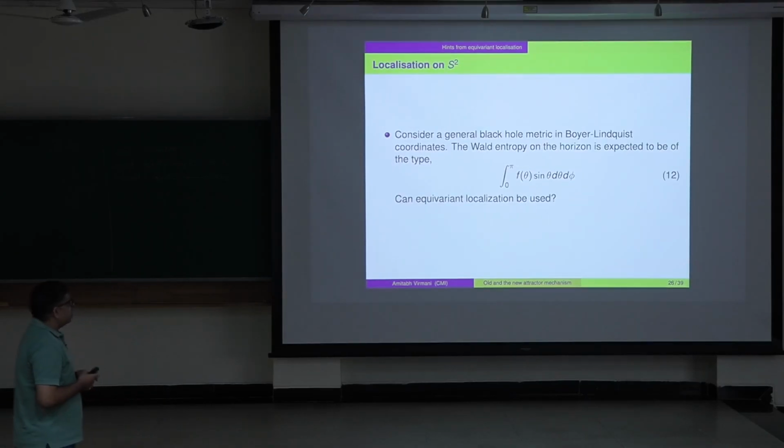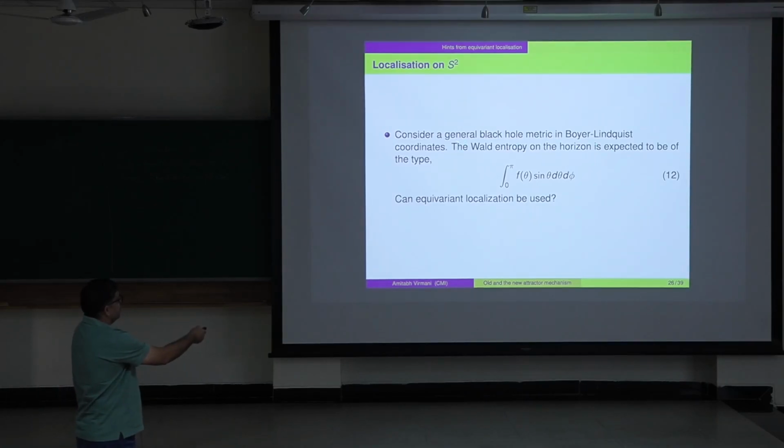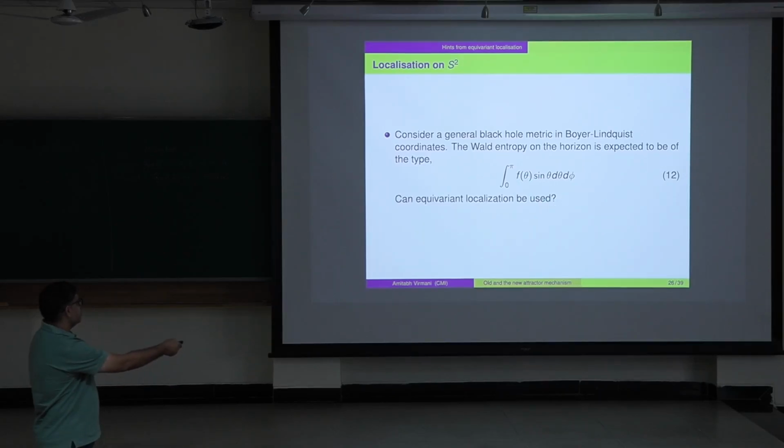Okay, so let me explain what the general idea is. Consider a general black hole in Boyer-Lindquist coordinates. The Wald entropy is some integral over the horizon, and no matter how complicated the black hole is, the integral is expected to be something of this type: f of theta times sine theta d theta d phi. We do not know anything about this function f of theta. So the question is, can this equivariant localization be used?